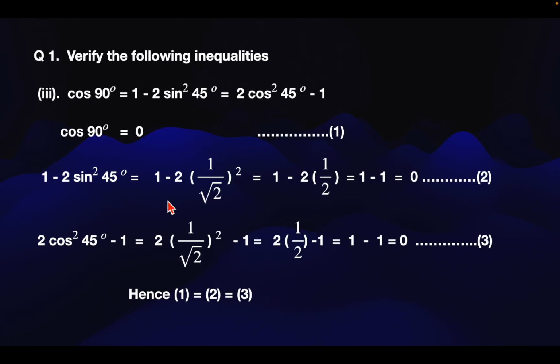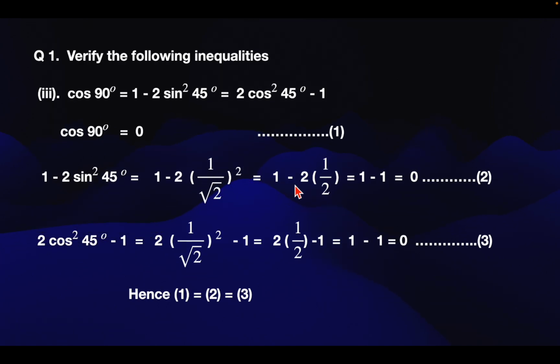Okay. Verify the following identities. Cos 90 is equal to 1 minus 2 sin square 45 is equal to 2 cos square 45 minus 1. Okay, first let's take this expression. Cos 90 is equal to 0. We know that. Okay, let this be 1. Now take this expression. 1 minus 2 sin square 45. This is equal to 1 minus 2, 1 upon root 2. Sin 45 is 1 upon root 2, the whole square.